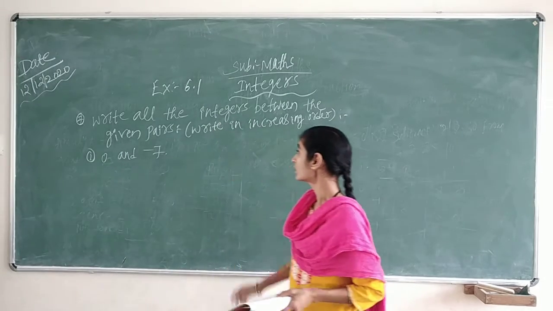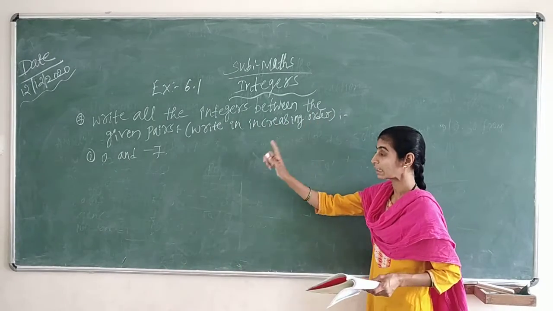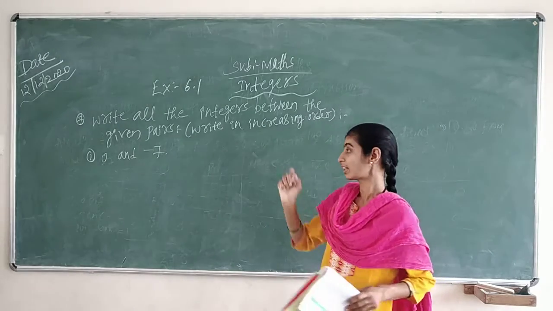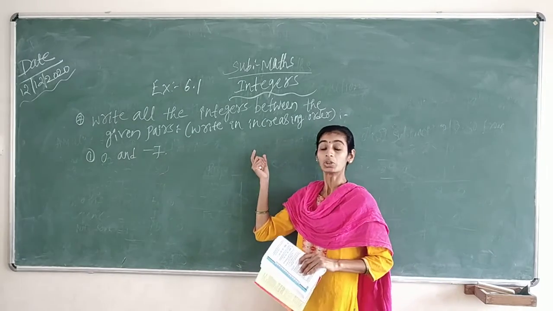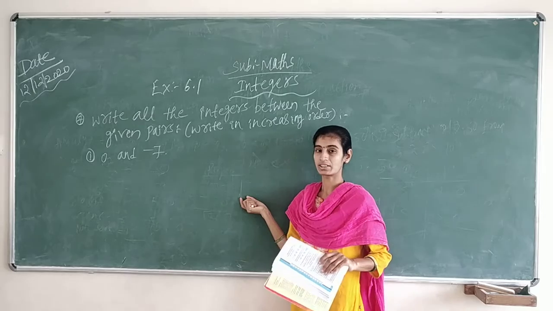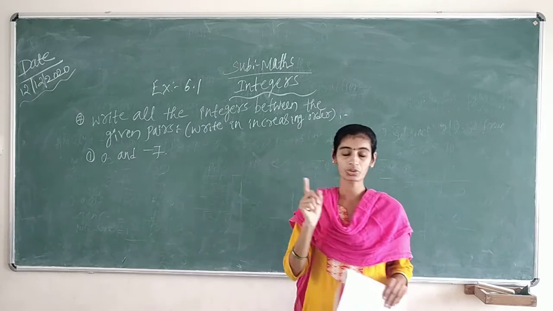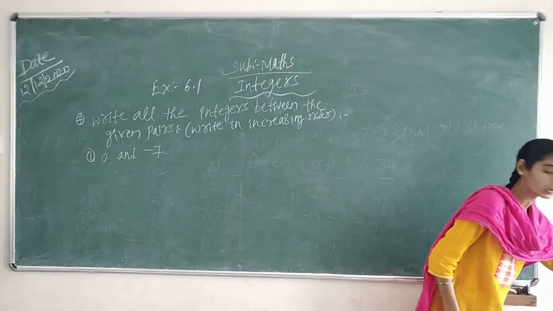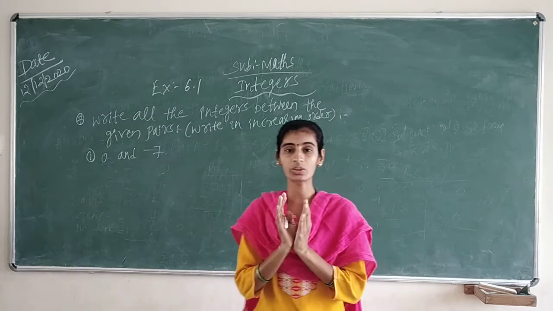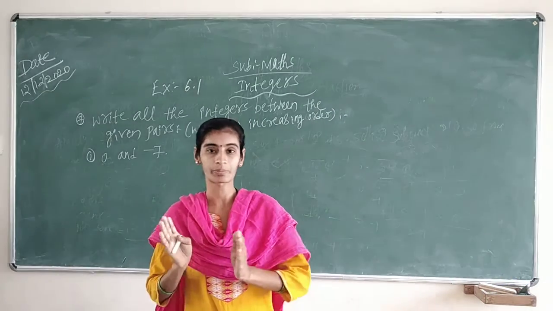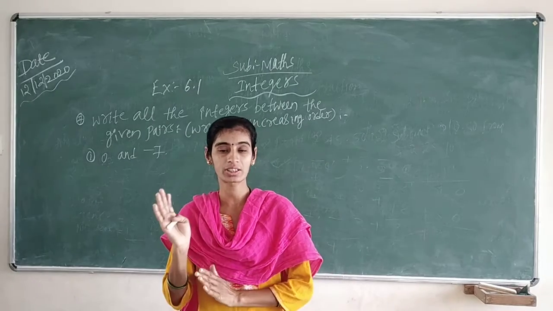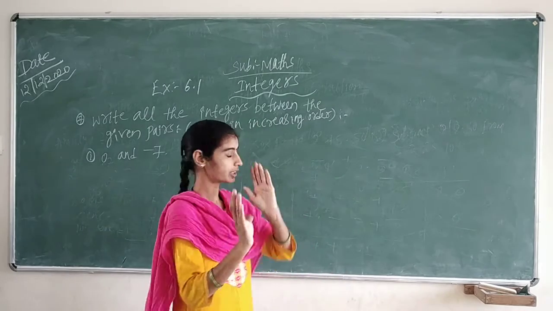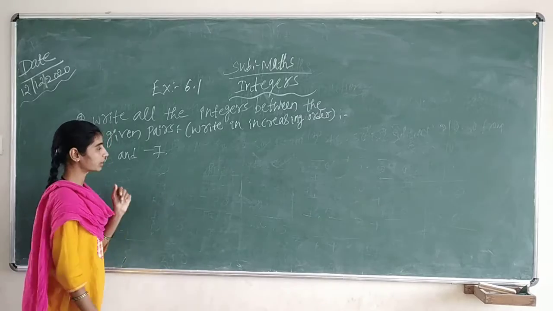Write all the integers between the given pair. Why I am proceeding with this is that you must be able to write the integers, because most of the children get confused in this. Because you all know 0 is smaller than 1, 1 is smaller than 2. I will explain with an example why you will get confused.